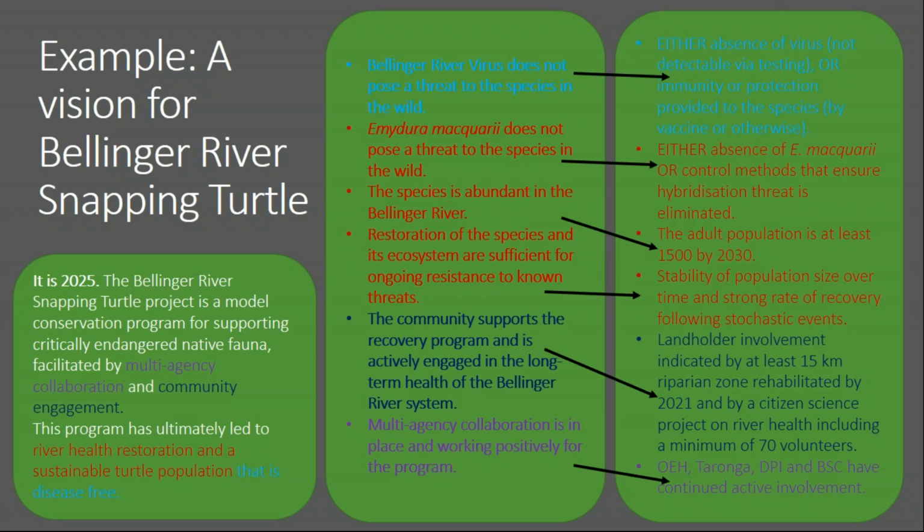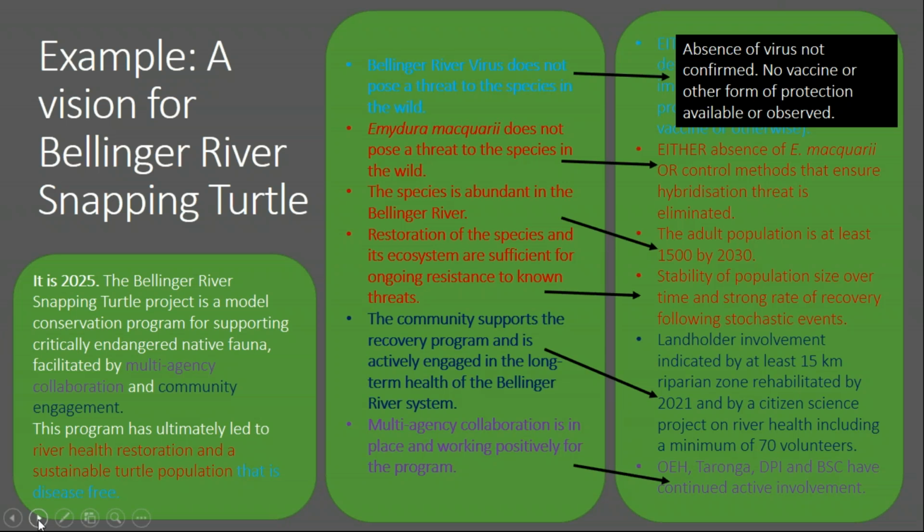The community supporting the recovery program and being actively engaged in the long-term health of the Bellingham River system: the target set for that in the end was that landholder involvement is indicated by at least 15 kilometres of riverside zone rehabilitation by 2021, and the citizen science project on river health, including a minimum of 70 volunteers. So these are now very tangible targets that we've set around these broad ideas about what constitutes success. And this group was able to go a step further after the meeting and identify where we are now with each of these targets, which is really important. So we need to know where we are now in order to measure how far we have progressed.